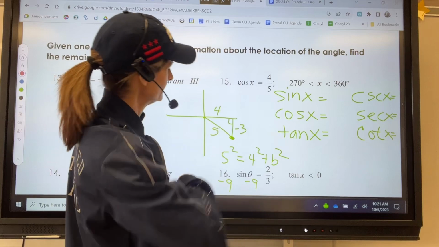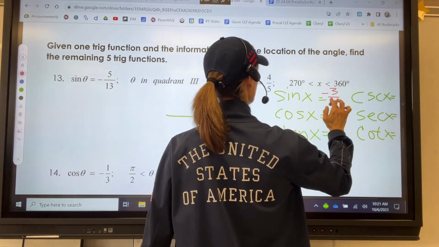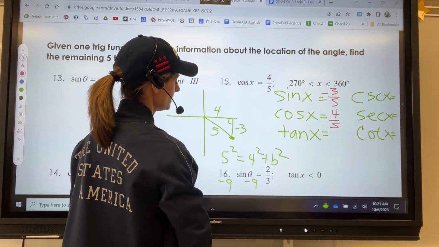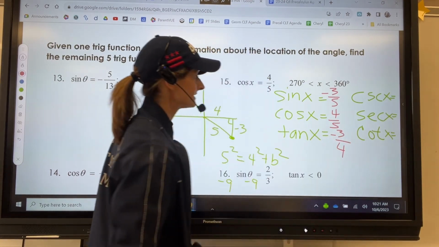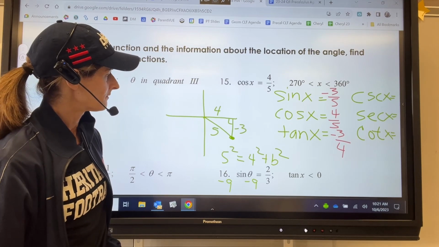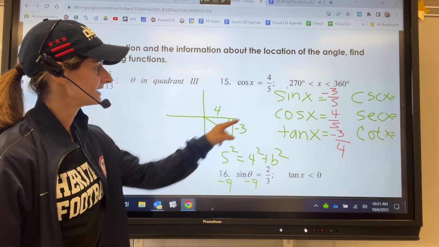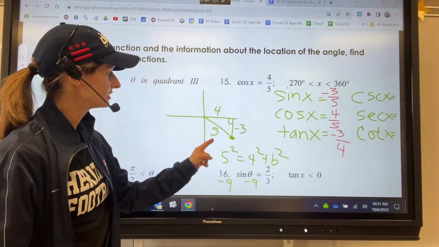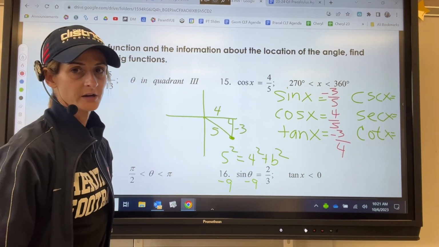So sine, negative 3/5. They gave us cosine 4/5. And we got y over x, negative 3/4. Checking the signs: we're in the 4th quadrant, so the y value is negative, the x value is positive, and the tangent should be negative because the x and the y signs are different.